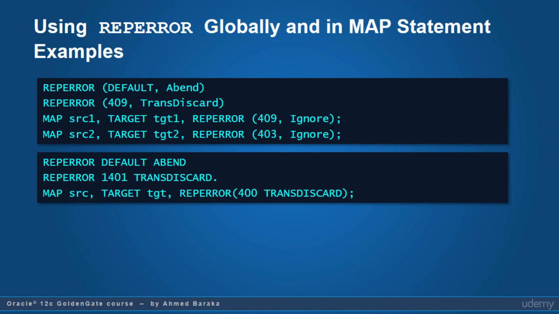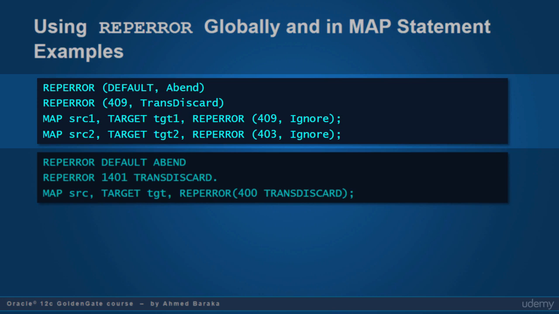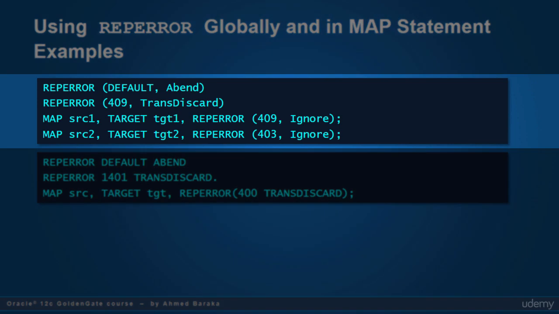Here we have examples of using rep error globally as a standalone parameter and as an option in the map statement. In the first example, if an operation in the SRC1 table raises error number 409, the replicate will ignore the error. As you see, handling this error number is defined in the map statement and globally in the second rep error parameter. The rep error map option supersedes the global definition of handling the same error number.